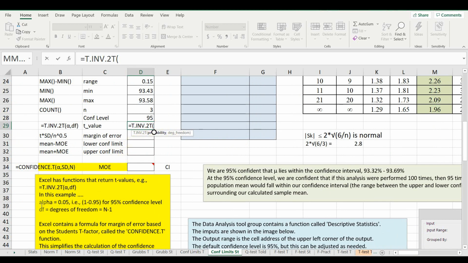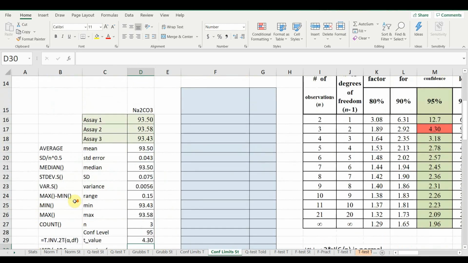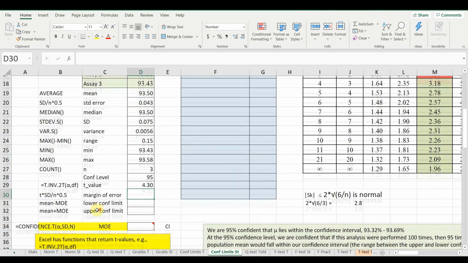So our alpha value will be 0.05. That is 100% minus 95%, written as decimals, is 0.05. And that's often how probability is reported. So an alpha value of 0.05 corresponds to our probability level of 95%. Comma, degrees of freedom is n minus 1, so that would be 2, close bracket, and we're told it's 4.3, and notice that does agree with the t-table value.